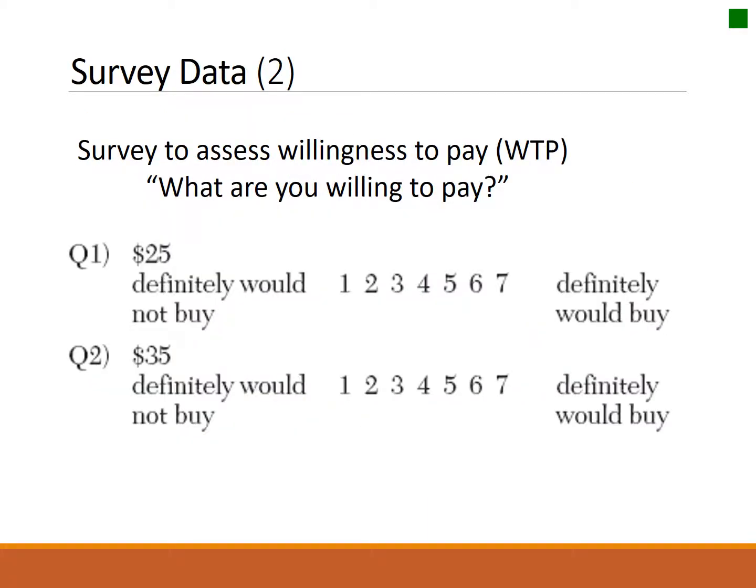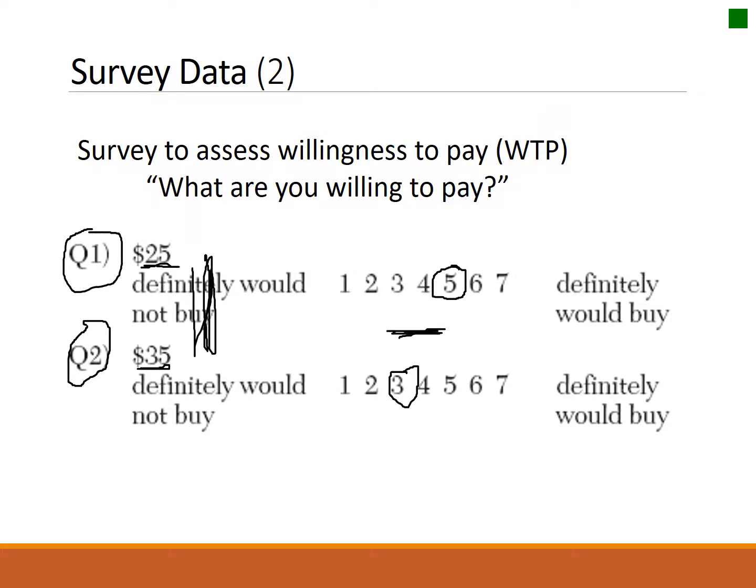Another way we could do this is we have a sample that is split in half, and half the sample gets question 1, half the sample gets question 2. So half the sample sees the price at $25, the other half sees it at $35. And typically you'd see the average might be a 5-point something on this one, and the average here might be a 3-point something. And the difference between the two represents the difference in potential demand as a reflection of the change in price. So we have a change in price and a change in demand, and by doing that, we can calculate price sensitivity.